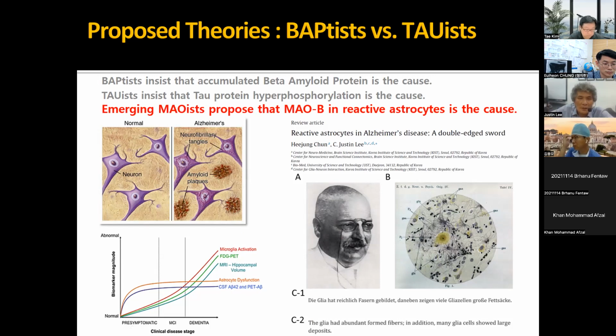And we have focused on this reactive astrocyte and the MAO-B enzyme in particular, and we decided to call ourselves Maoists. And there's a big fight between Baptists, who believe beta amyloid protein is the cause, and Taoists, who believe that tau protein hyperphosphorylation is the cause. We believe it's the reactive astrocyte, and it's through the MAO-B, so we call ourselves Maoists. So we are the third group of people who are kind of fighting each other.